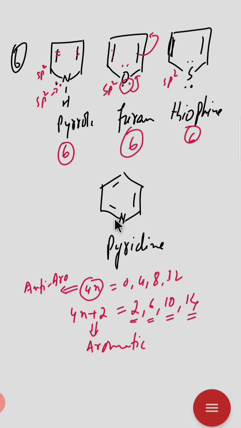In the case of pyridine, these are all pi electrons, 6 pi electrons, but nitrogen has a lone pair of electrons. This lone pair is present in an sp2 hybrid orbital, and electrons present in a hybrid orbital are not counted as pi electrons. So only 6 electrons will be pi electrons in this case. 6 pi electrons means aromatic. So pyridine, pyrrole, furan and thiophene, all these 4 cyclic compounds will be aromatic compounds.